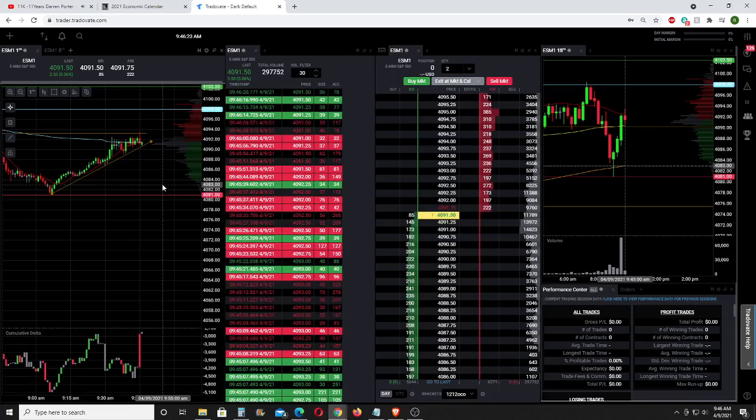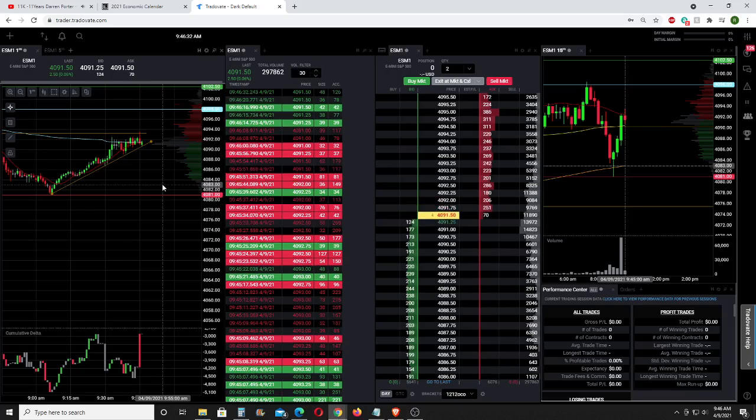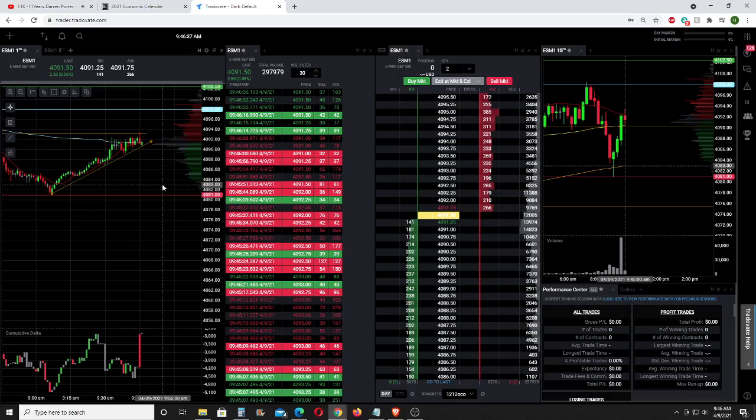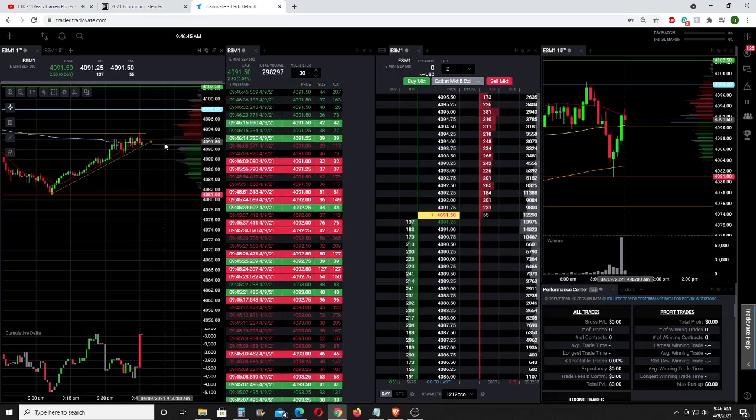There's a lot of volume forming here. Yeah, huge volume forming around the 40.9150 area. 91.50 and 91.75. Lot of volume at that price level.